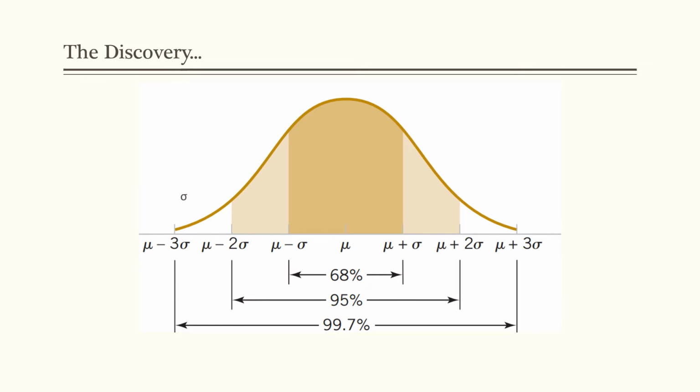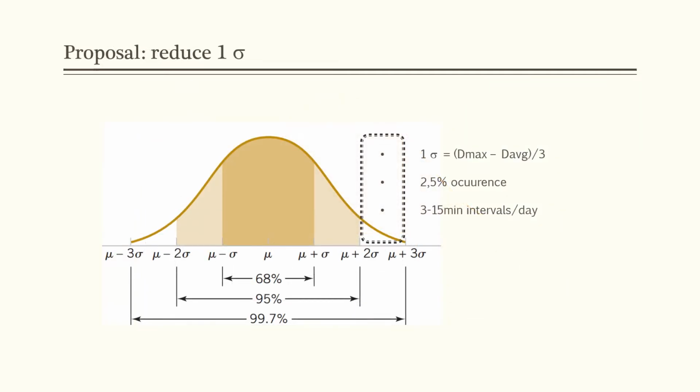Now, if we plot these occurrences in terms of their average and distance calibrated in standard deviations, most probably you will get a Gauss distribution curve. And here is my proposal that has been tested for many years successfully. Reduce one standard deviation in terms of recorded demand.